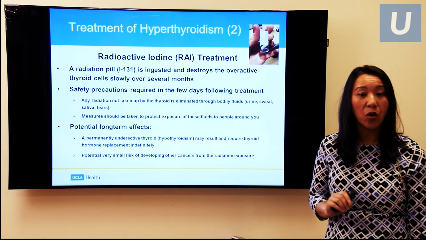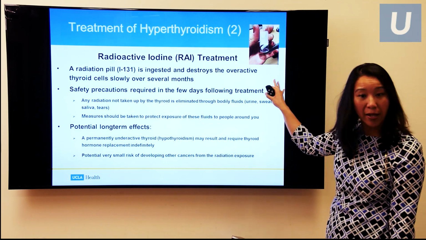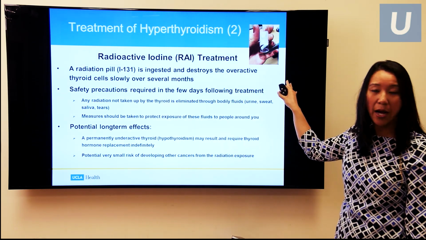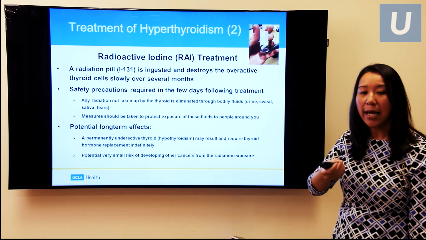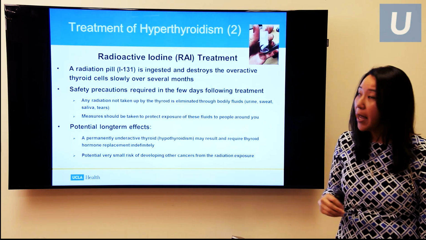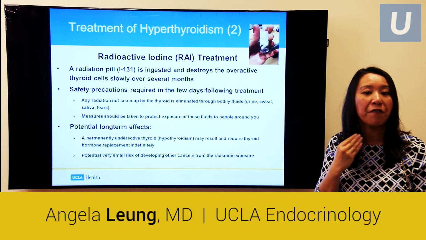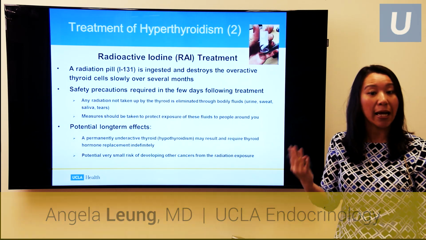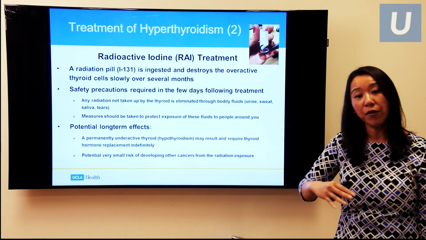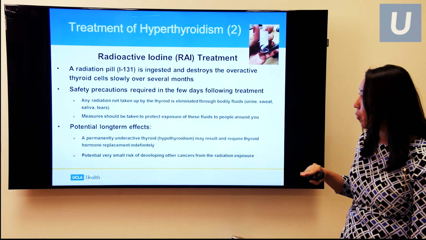Next, we have something called radioactive iodine treatment. And this is essentially a pill. It's a radiation pill, I-131, and here's a picture of what an I-131 pill might look like. It's taken orally in conjunction with a nuclear medicine physician. And over the course of the next several months, that radiation slowly kills off the thyroid gland that's making the excess thyroid hormone. It's not very fast, it's not very immediate, but over the course of several months, it can take effect to lower your amount of thyroid hormone.